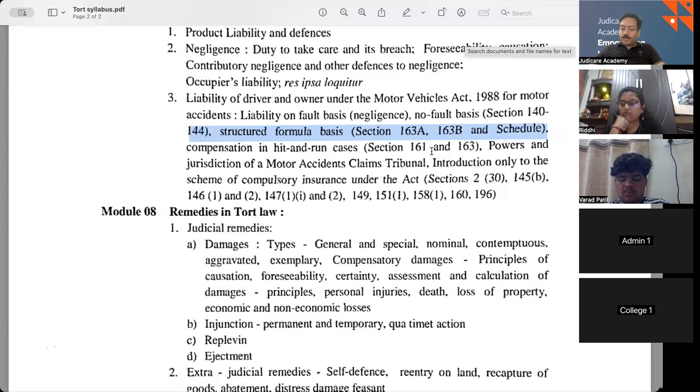So let's move forward to the next point. I'll share the schedule with you attached to the document. That will help you to read it. So the next part is compensation, especially in hit and run cases, which is 161 up to 163. Let's read the sections first.